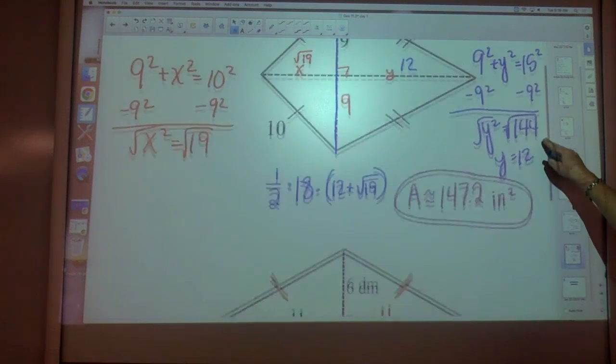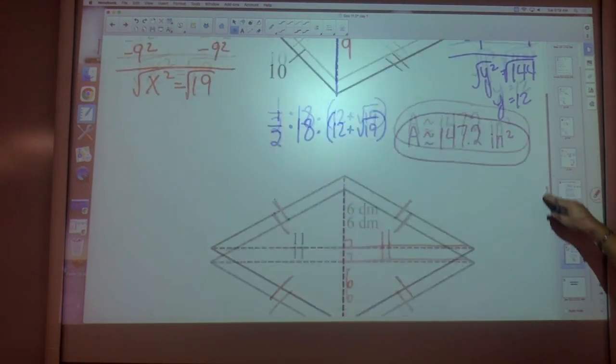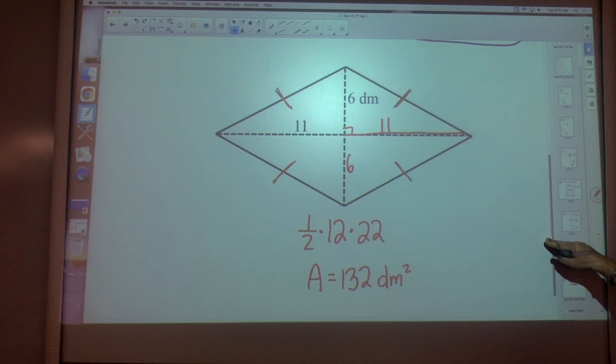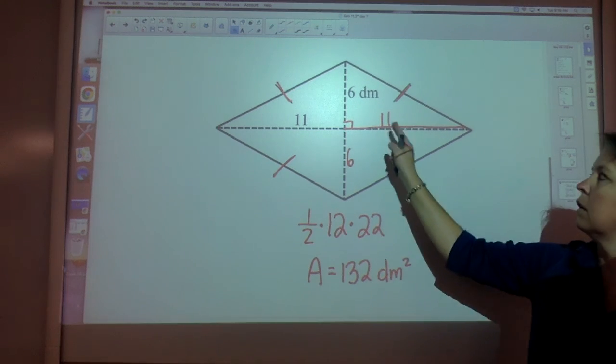Okay, the difference between these is one's a kite, one's a rhombus. Same formula, but much easier to find.